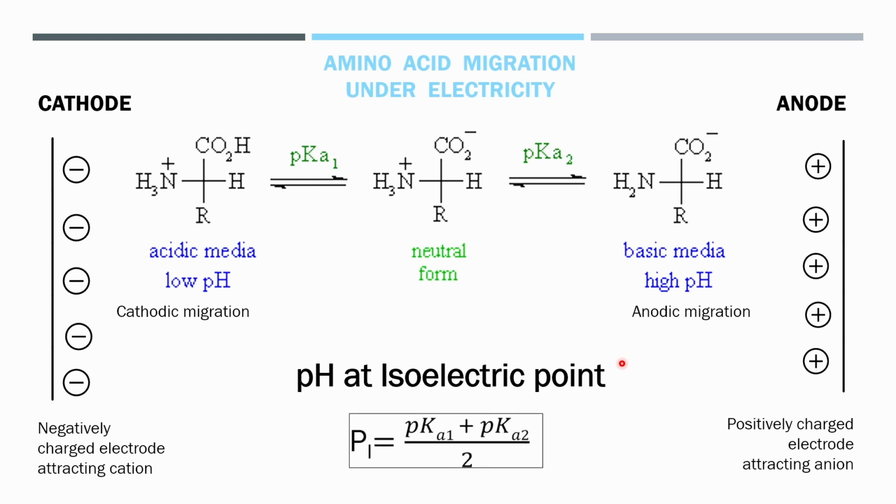And pH at the isoelectric point means a point where all the zwitterions are existing. This would be calculated by the formula which is given below.